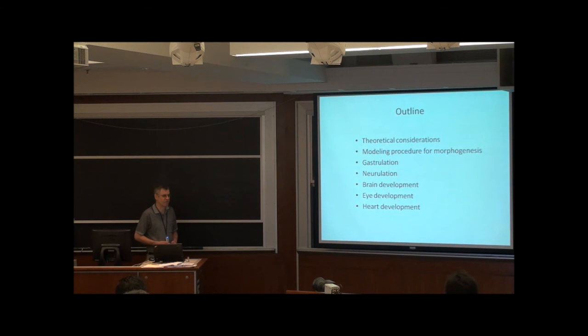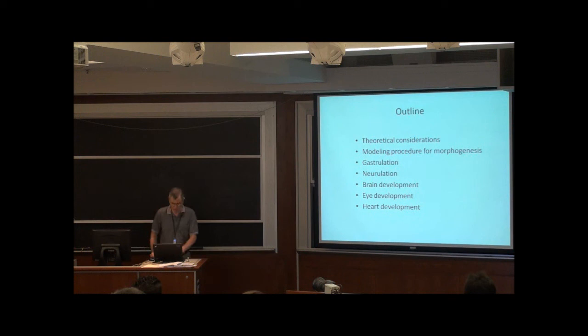And here's an outline of the topics that I'm going to be talking about. First, I'm going to talk a little bit about the basic theory for modeling morphogenesis. And then I'm going to outline a procedure that I recommend for modeling morphogenesis, at least at the tissue level. Morphogenesis really is a process that you observe at the tissue level, but it's driven by the cell level. Then I'm going to focus on several specific problems, gastrulation, which you already have heard a lot about. And then the rest of the talk will be on development of organs: neurulation, development of the neural tube, brain development, eye development, and finally ending up with heart development.